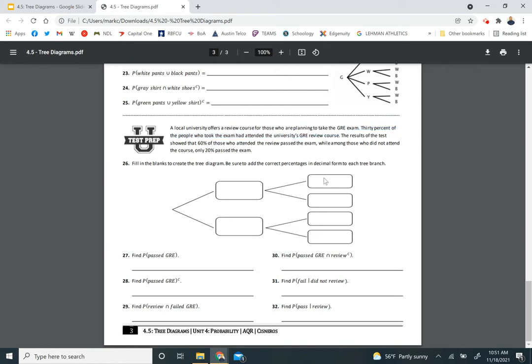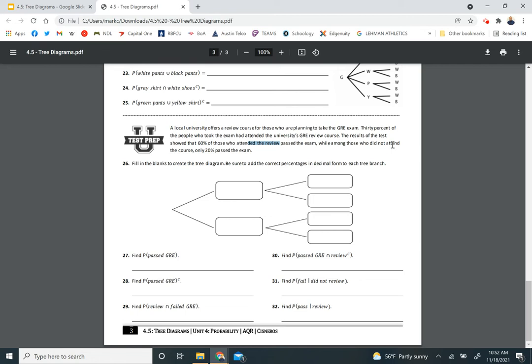And then after that, there's two options. You either pass the test or fail the test. So whether you took the course, this right here should be pass, this should be fail. Then you have another pass or fail. It does tell you 60% of those who did attend the review course passed the exam. So this is the review, this is the pass, so this should be 0.6 for 60%, which means that this down here is 0.4 for 40% for failed.